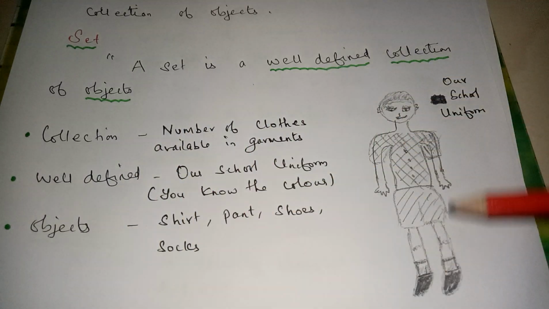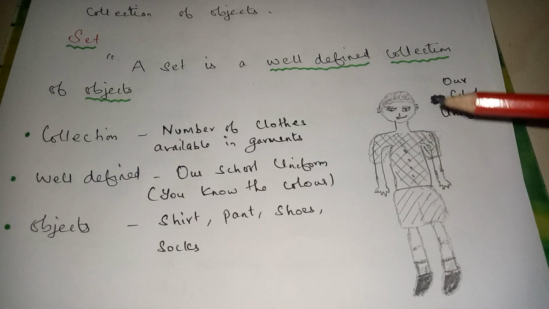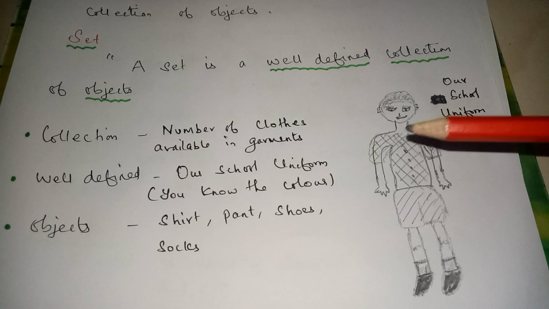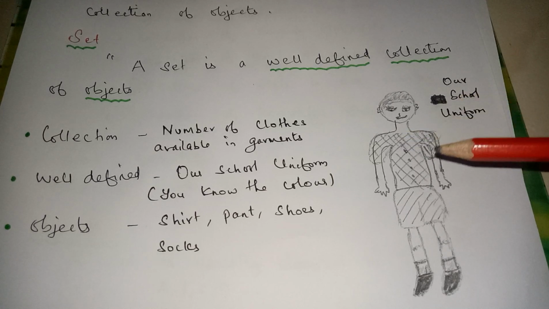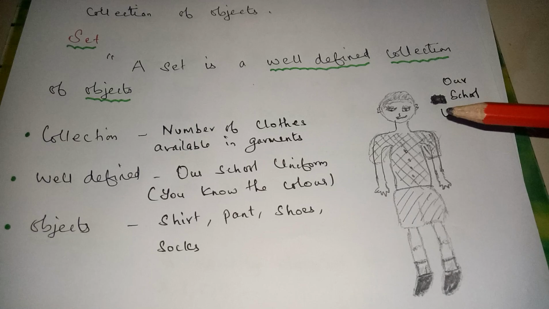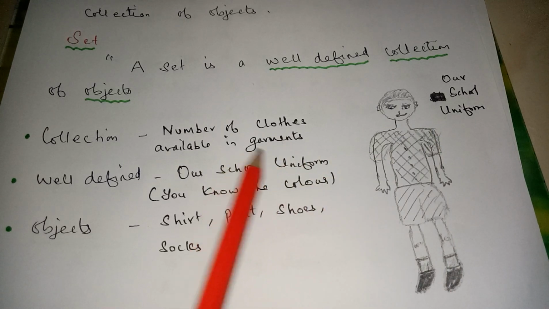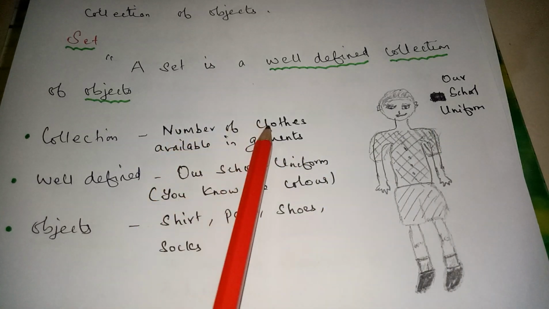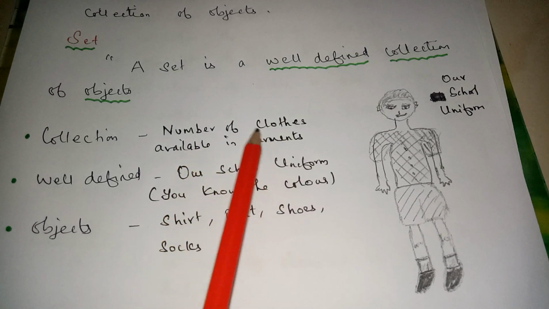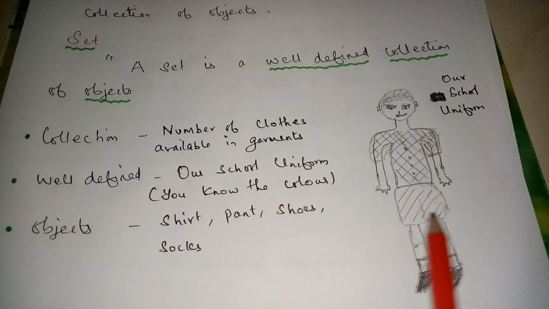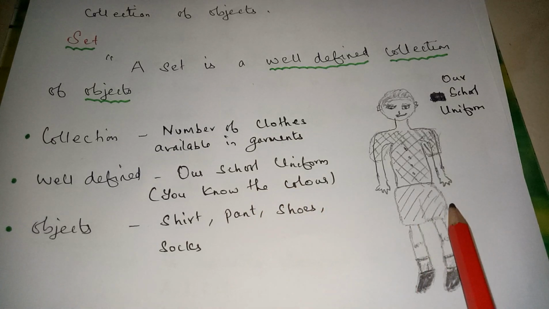For example, I have drawn a small boy here. So it represents our school uniform. When you go to a garment shop, you need to purchase our school uniform. When you enter the shop, what you can see is a number of clothes kept on the racks, etc. The number of clothes available in the garment shop, we say it is a collection. We need to buy our uniform that is already fixed. This school has this kind of uniform, it's already fixed.